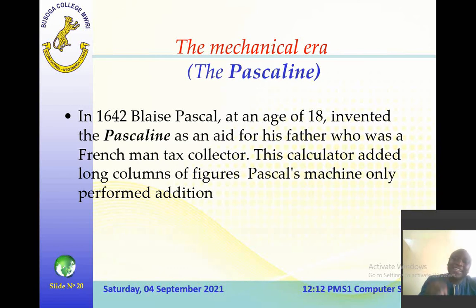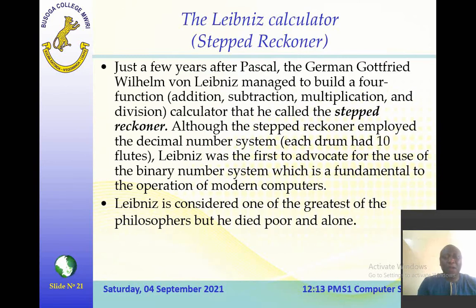This calculator added long columns of figures. No wonder today you have simple calculators. Okay, so this calculator which added long columns of figures, Pascal's machine only performed addition. Now someone will think about addition, division, multiplication, but this machine was only adding. He was a tax collector. He was only interested in addition of his money, not subtracting.